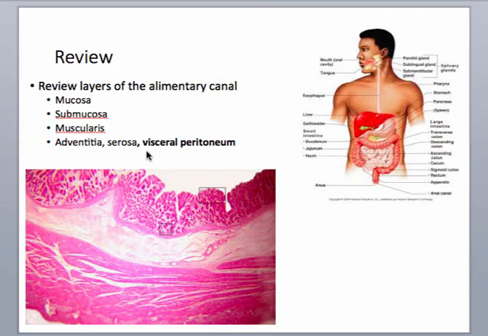If you remember from general A&P, we talked about serous membranes and how there's always a visceral layer and a parietal layer. And the visceral layer lines the organ, and the parietal layer lines the cavity wall. So in this case, the outermost region of the organ is the same thing as the surface of the organ, which is the visceral peritoneum in this case.